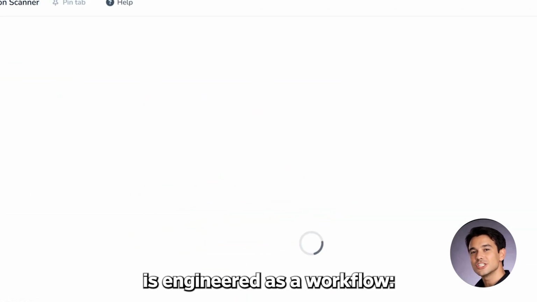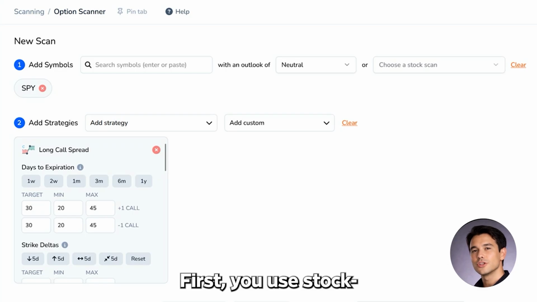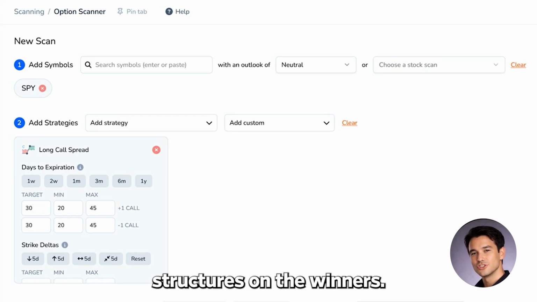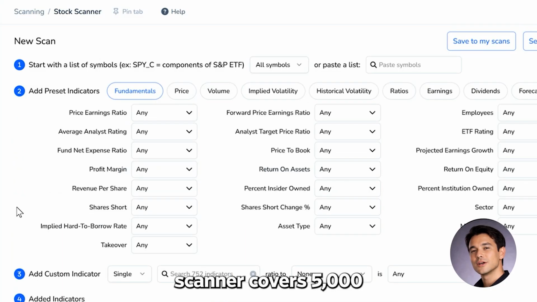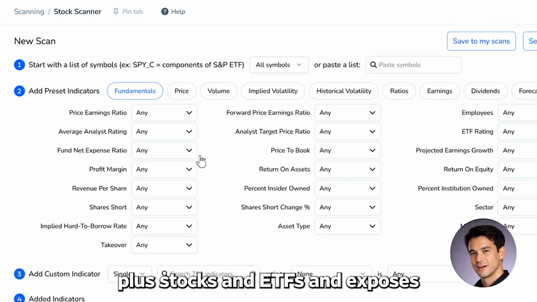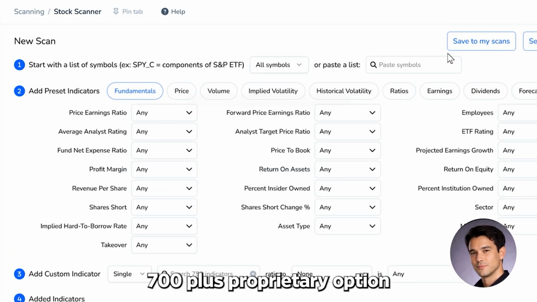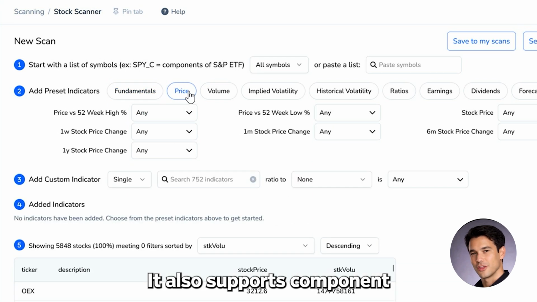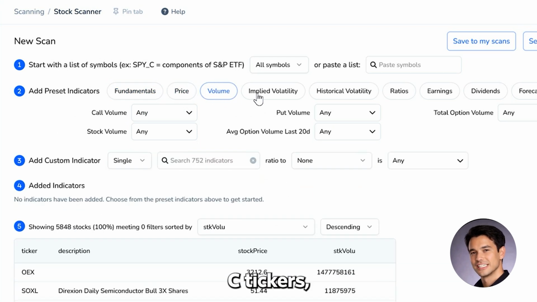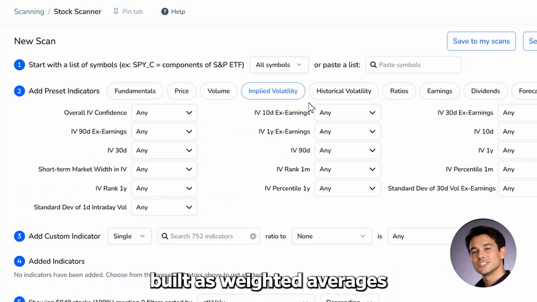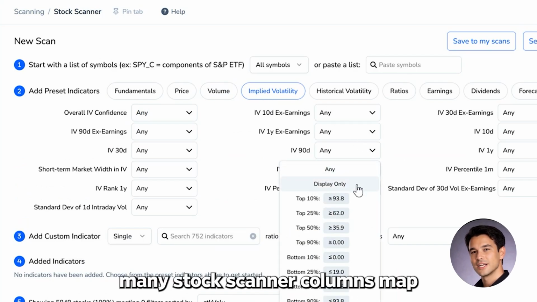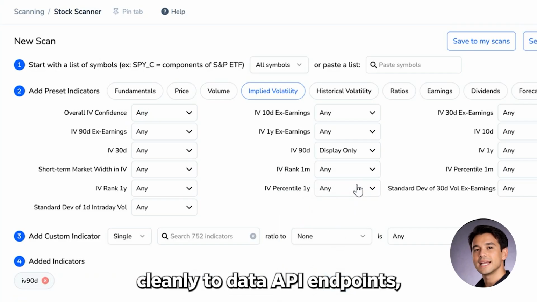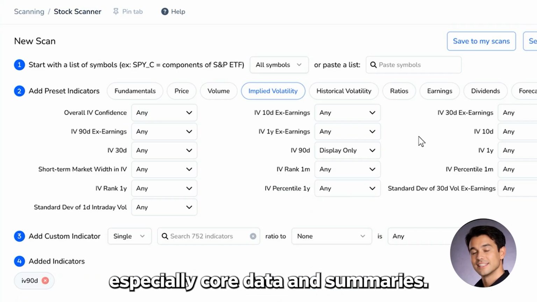Scanning in ORATS is engineered as a workflow. First, use stock-level options intelligence to narrow the universe. Then scan option structures on the winners. The stock scanner covers 5,000+ stocks and ETFs and exposes 700+ proprietary option indicators plus fundamentals. It also supports component composites, _C tickers, built as weighted averages of sector ETF constituents. Under the hood, many stock scanner columns map cleanly to data API endpoints, especially core data and summaries.